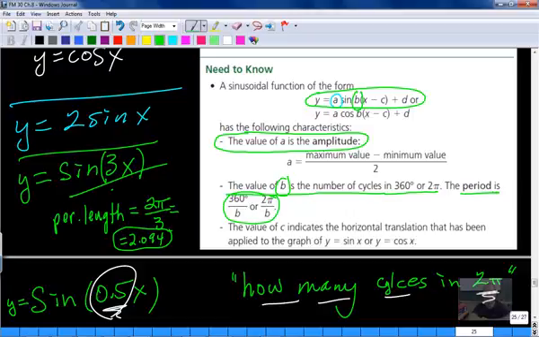The value of C, so that's this one right here, and this is a bit tricky too. B and C are a little bit tricky maybe, but C indicates the horizontal translation that's been applied to the graph of y equals sine x. So write this down: the value of C indicates the horizontal translation. That's a left to right move. It's either left or right. It shifts it over.